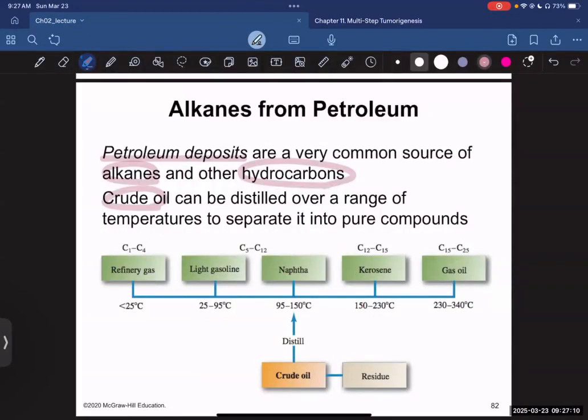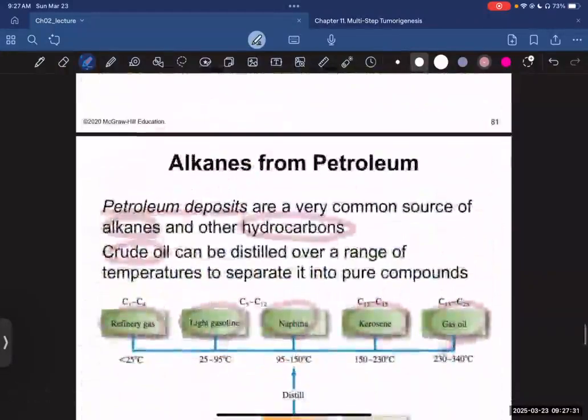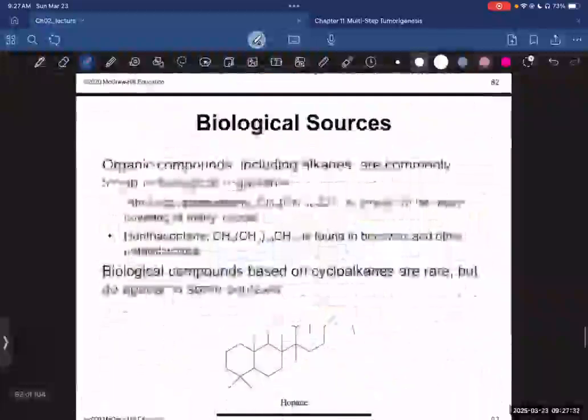When we look at crude oil, it's a little more specific than petroleum. We can use the crude oil to basically get all of these different types of compounds that are all going to be alkanes or hydrocarbons. Now then, are we only getting alkanes from petroleum? And the answer is no.